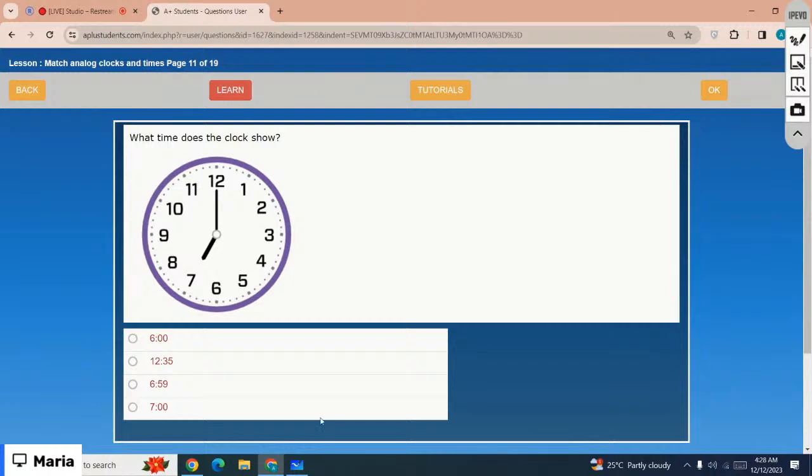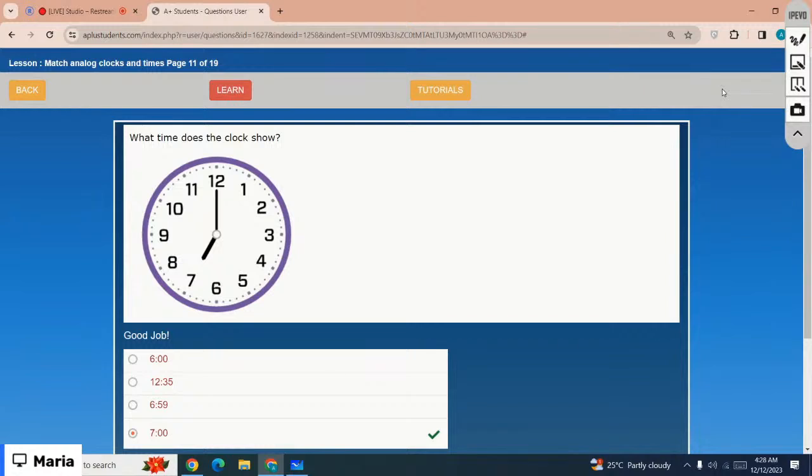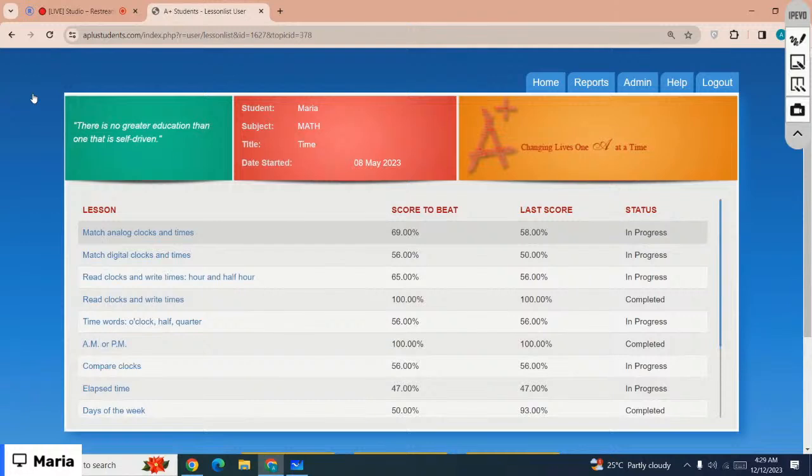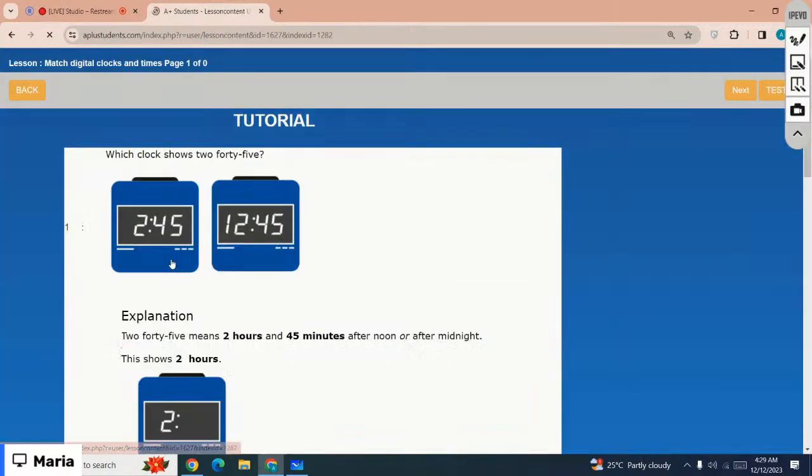The correct option is 7 o'clock, right? Okay, you can complete the lesson by yourself later today. Let me just move on to the next lesson, and the next lesson is, I think, match the digital clocks, right? The next one is you have to match the digital clocks and time. So let's just start with the next lesson.